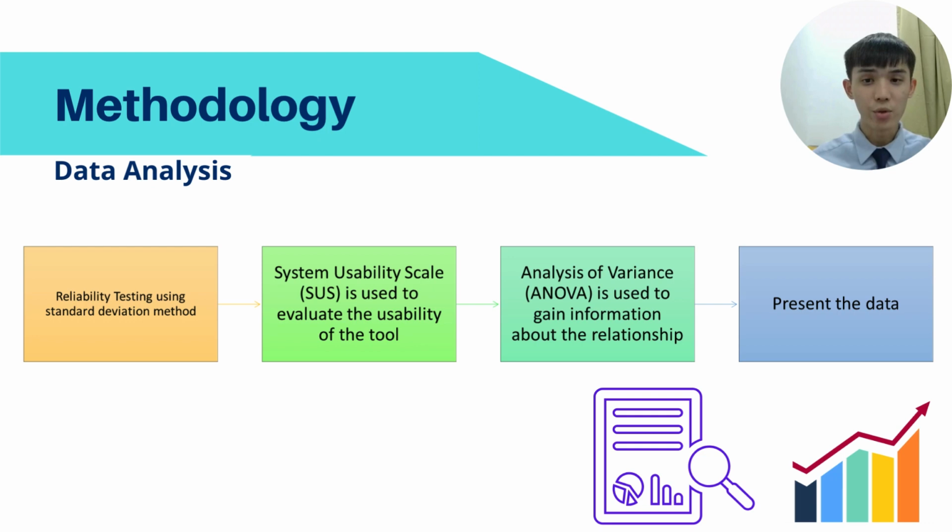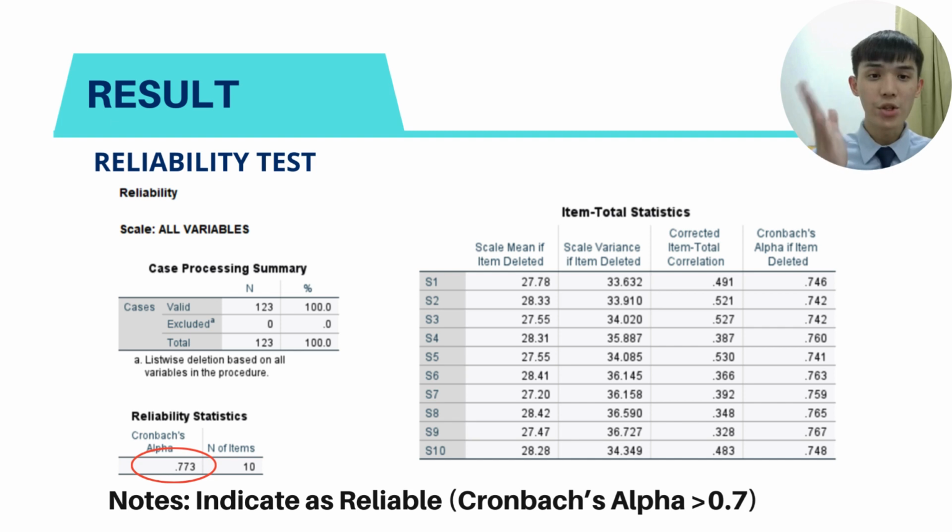The last part is to do the data analysis. The first test we will be using is the reliability test using the standard deviation method. The next is the system usability scale, SUS, which is used to evaluate the usability of the tool. The third one is analysis of variance. ANOVA is used to gain information about the relationship. And lastly, we will present the data. So I will show you my result.